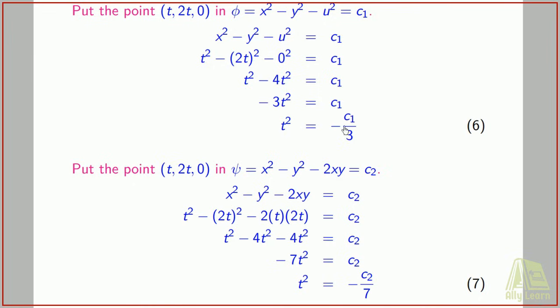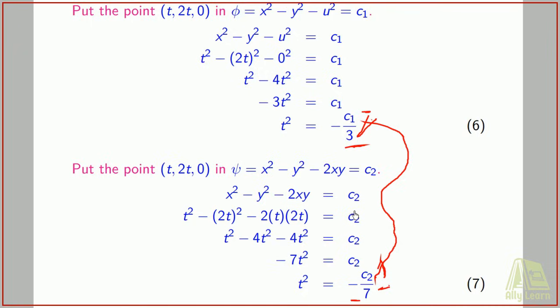Now friends, just look at it a little bit carefully. These two expressions are equal because each of them equals t square. So t square equals this expression and t square equals this expression. So I get minus C1 over 3 equals minus C2 over 7. This is my connecting relation which connects C1 and C2.